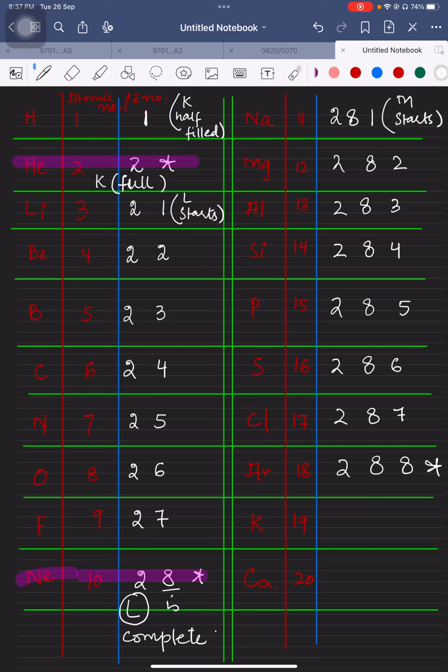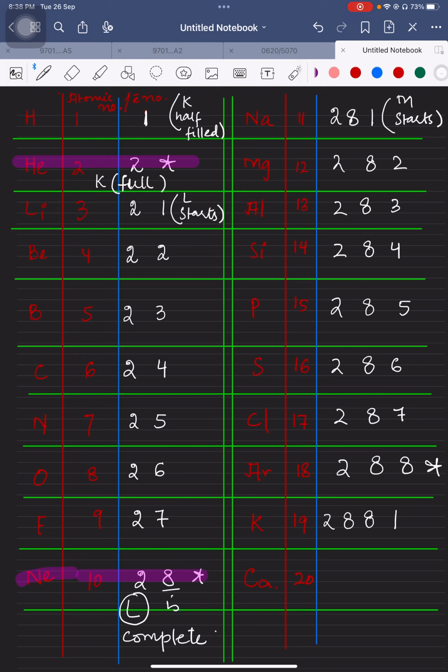Now it has a total of 19 electrons. So 2 in the K, 8 in the L, 8 in the M, and then 1 in the N. Yes, we have to fill 2 in K, 8 in L, and then 8 in M. After filling 8 electrons in M, we will move to N. We will continue filling electrons in N till 8 electrons, and then we will go back to M.